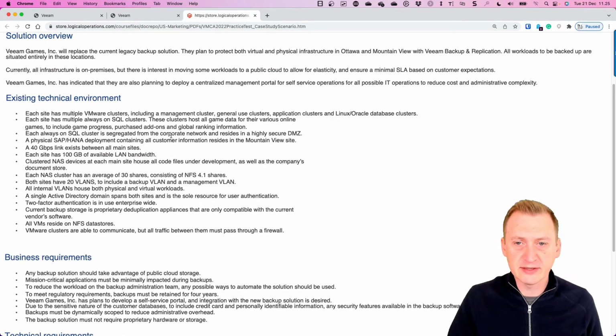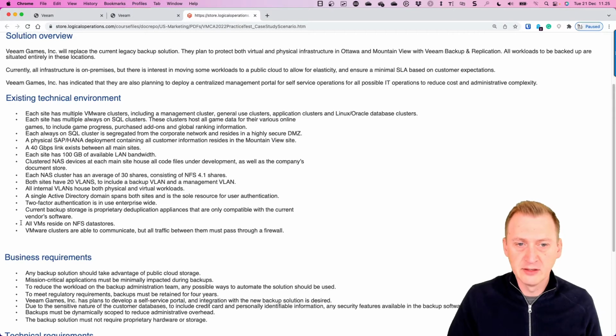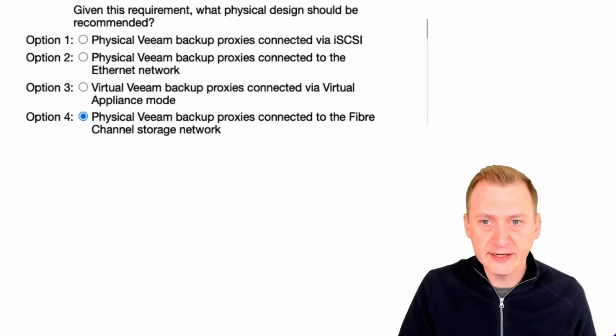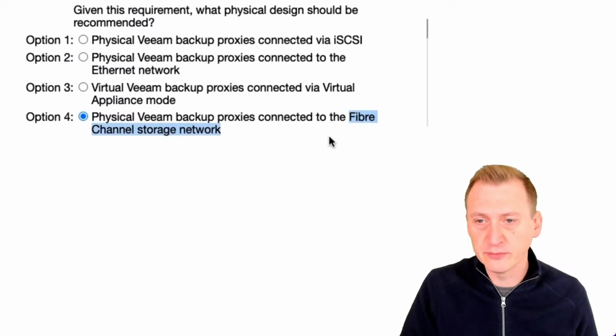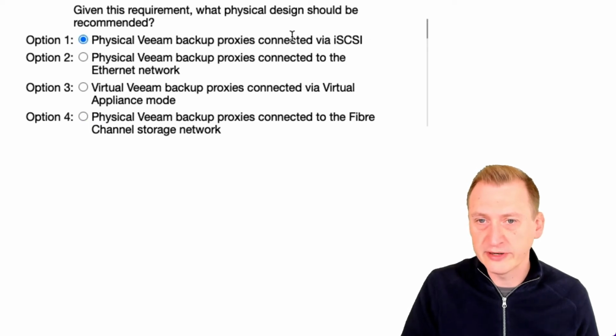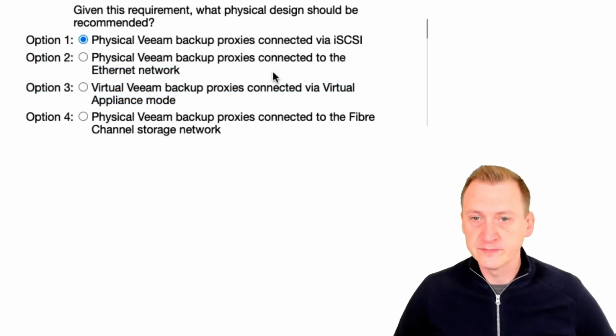Now, if we take a closer look, do we have some idea about what sort of storage they're using here? Well, down here we notice, as we saw from a different question as well, that all VMs are residing on NFS datastores. So if we go back again, it doesn't make any sense to connect anything to fiber channel if we're using NFS. So that takes option four out. iSCSI doesn't make any sense. So that takes one out. So we're down to a 50-50 here. Should we connect them to the Ethernet network or should we use virtual appliance mode?